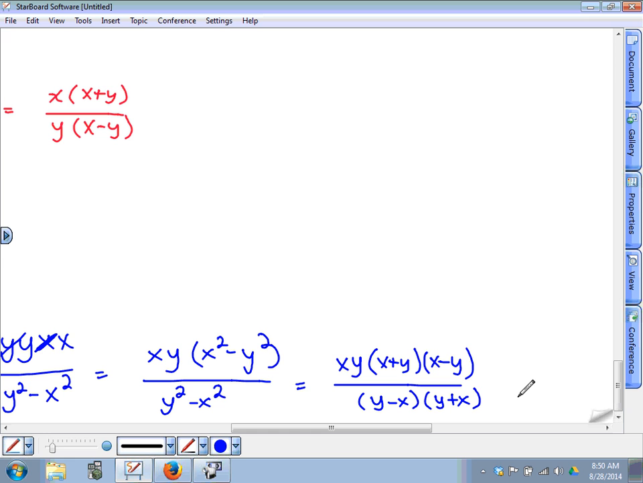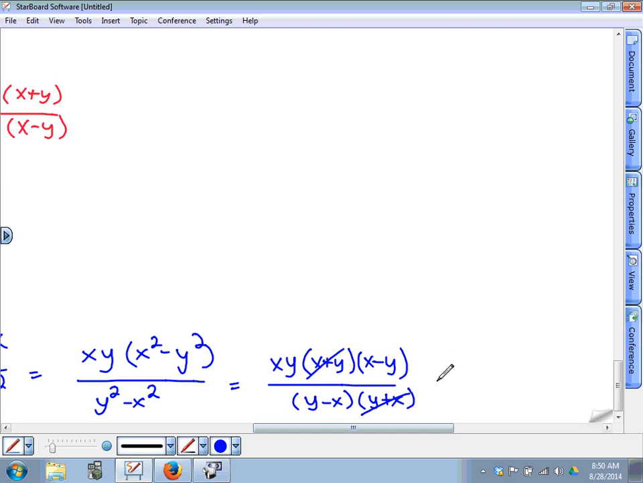And then we have a common factor, do we not? The x plus y and the y plus x. Addition is commutative, meaning order doesn't matter with addition. So now we have xy, quantity x minus y, divided by y minus x.